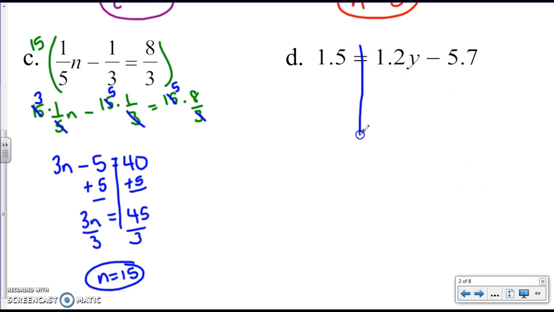Last one, we have some decimals here. Notice my variable is on the right side this time. It doesn't change anything. The 1.2 and the y are right next to each other, so I don't want to do anything with those yet. We're going to start by adding 5.7 to both sides.